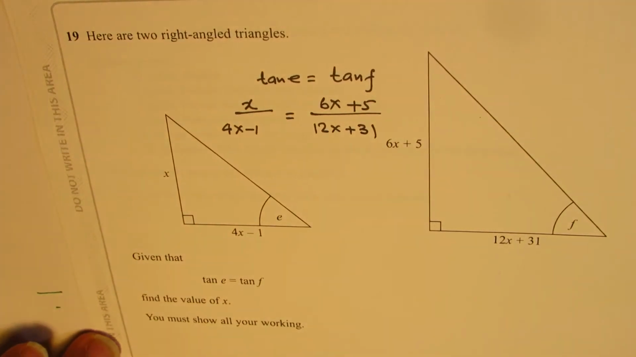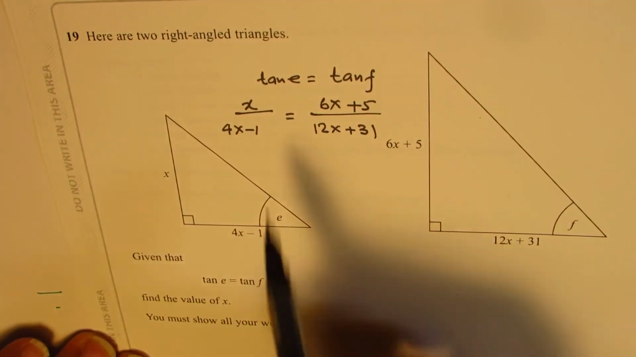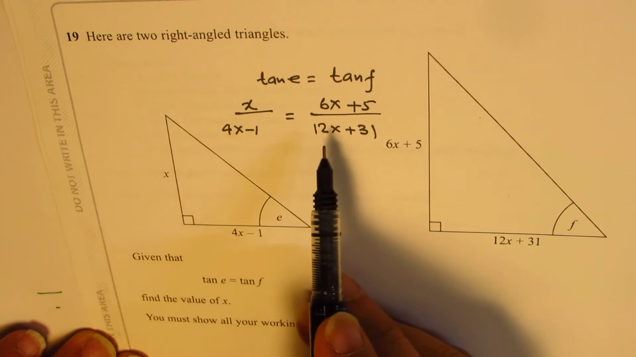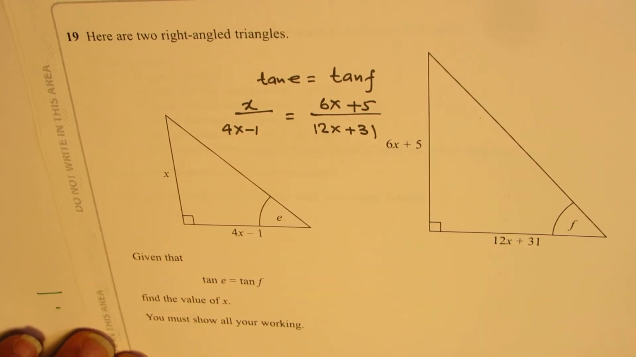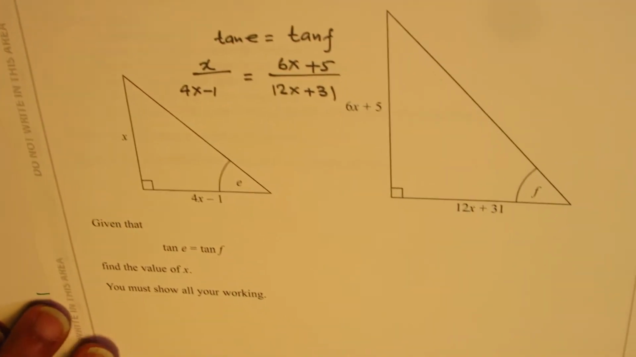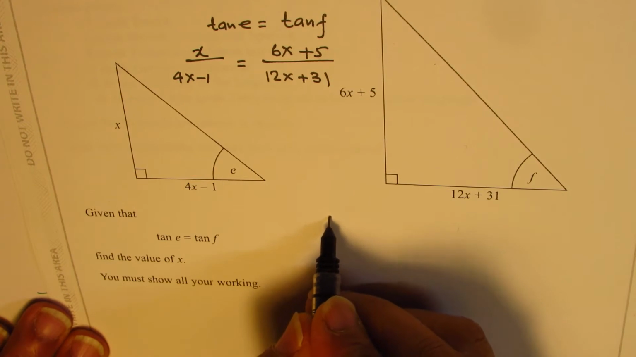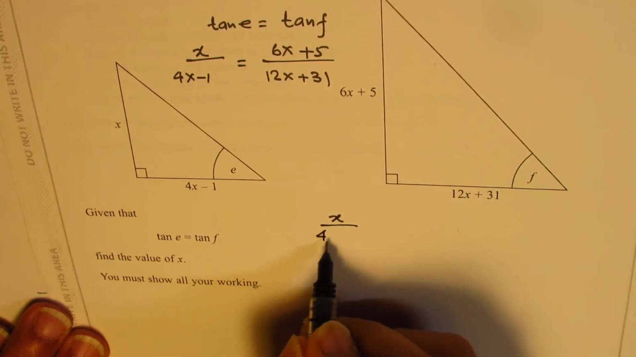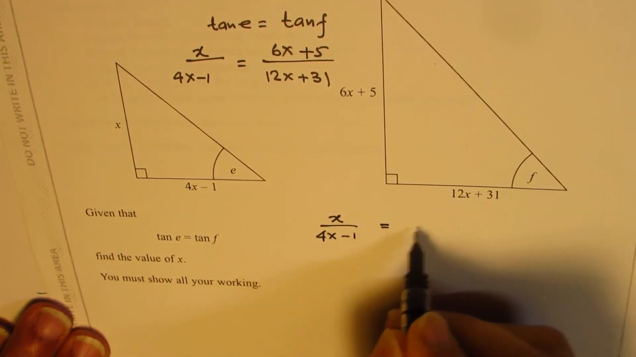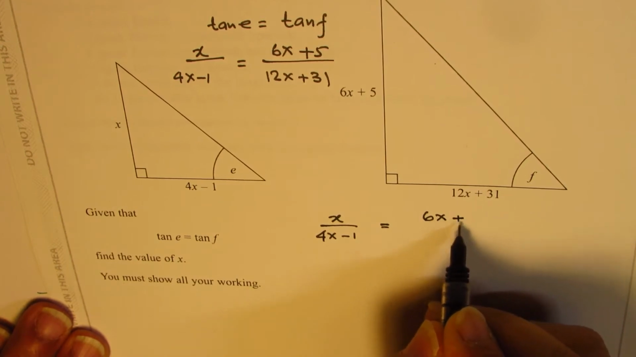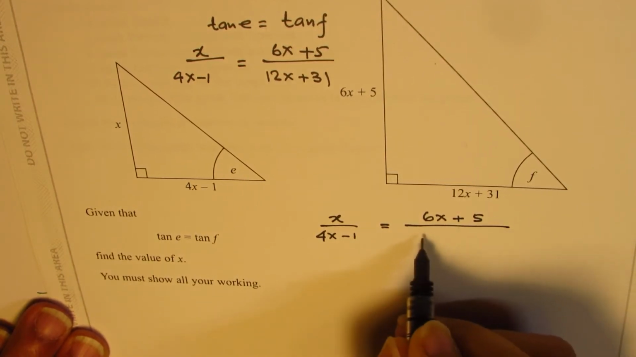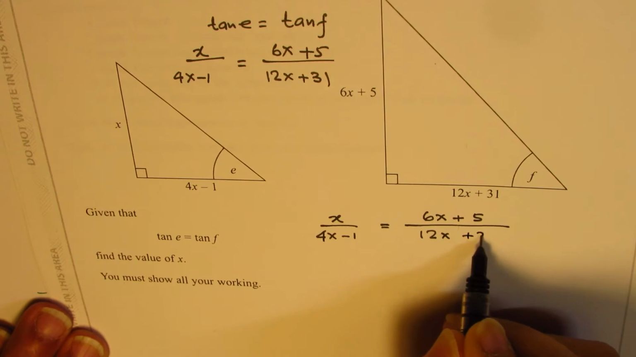Correct? So we get our equation. Now we can actually cross multiply and find the value of x. So I'd like you to pause the video and do this solution. Let me just write this here in this space and then continue with the solution. So I'm rewriting the equation. We have x over 4x minus 1 equals 6x plus 5 over 12x plus 31.